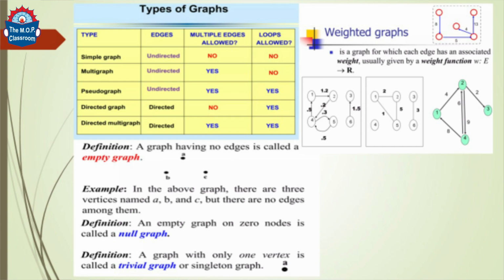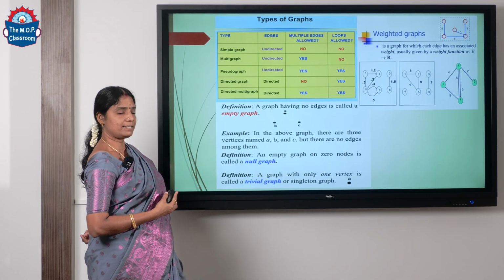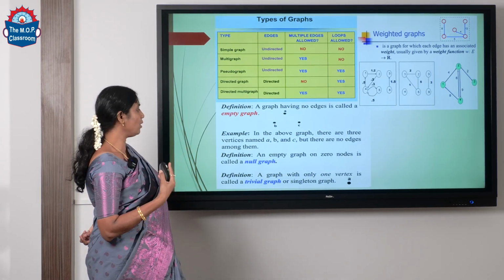A graph which doesn't have edges at all. There might be such situations also, and in that case we call them an empty graph. An empty graph on 0 nodes is called a null graph. So can I call my empty graph a null graph? Yes, an empty graph can also be called a null graph.